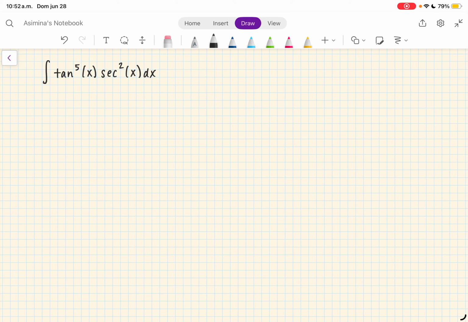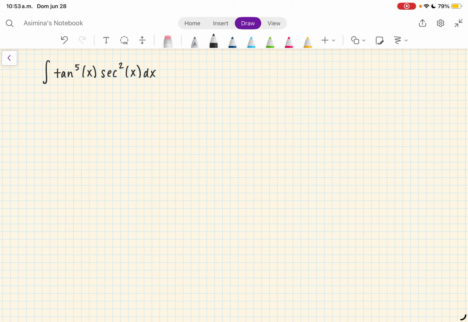In this video, we are going to solve the integral of tan to the fifth of x times secant squared of x dx. So usually when I see trig functions and I see one raised to an odd power and the other to an even power, I break up the odd power and use a trig identity. However, what do I notice about this integral?